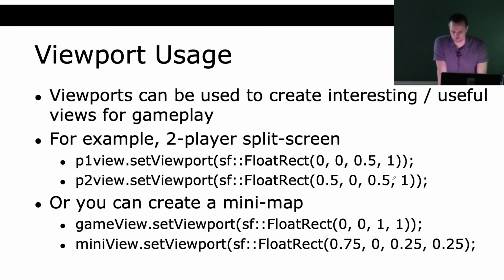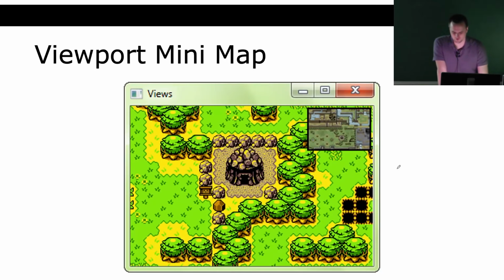Or what you could do is create a mini-map. For example, you could render, and by the way, each viewport has its own view, so you don't have to display the same thing in each viewport. Over here, you can see this is the viewport, and that's probably 3/4 of the way over, 0 down, and it's 1/4, 1/4. So that's how you would define that.